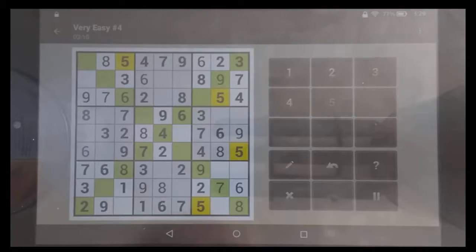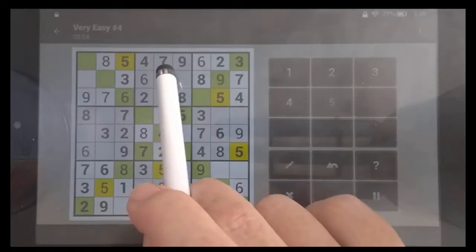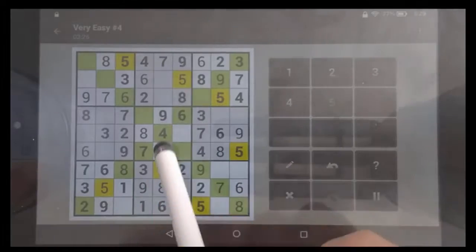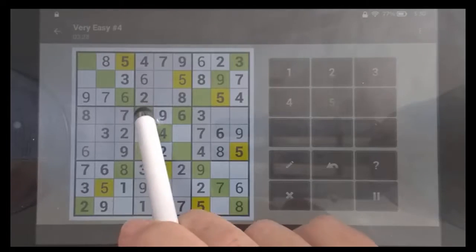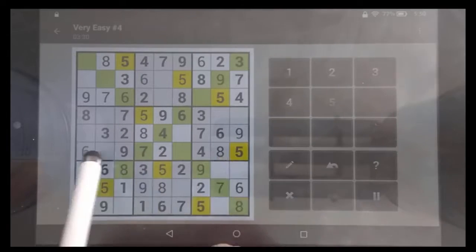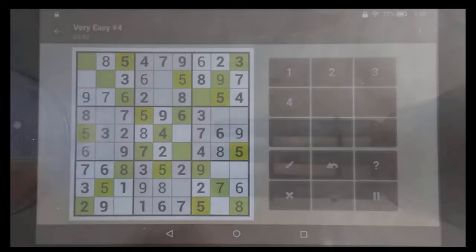To the 5s we go. Let's see, this one blocks that box, so this 5 has to be there. Now that blocks that row, so that one has to be there. That blocks that column, so that has to be there. Now both of these columns are blocked, so this one has to be there. Both of these rows are blocked, so this one has to be there.